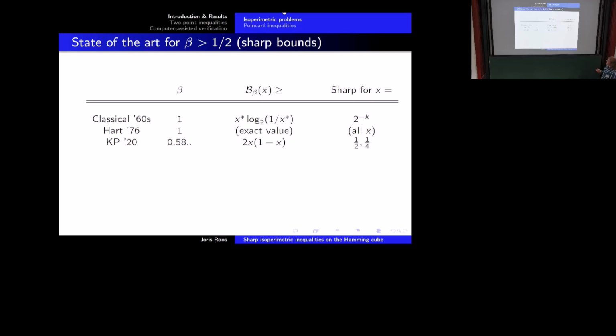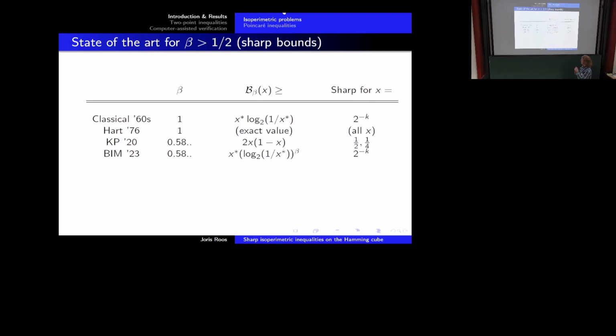And then Kahn and Park in 2020 came up with this very nice paper where for the special value of beta equals binary log of 3/2, which is exactly 0.58, they showed that the isoperimetric profile satisfies this lower bound here. And this is sharp if you're looking at a half cube or a quarter cube. Sharp in the sense that you get the same number.